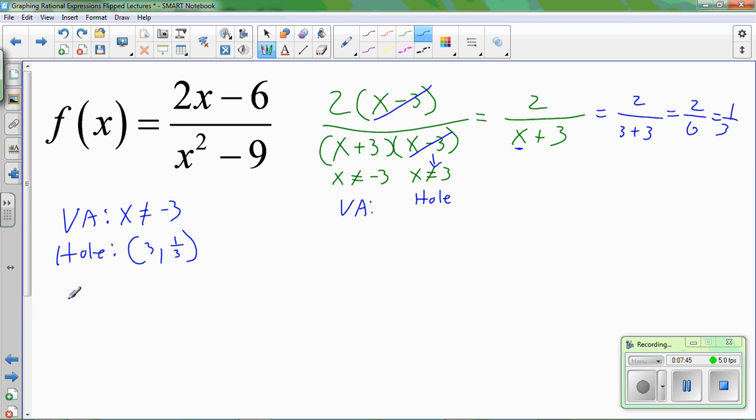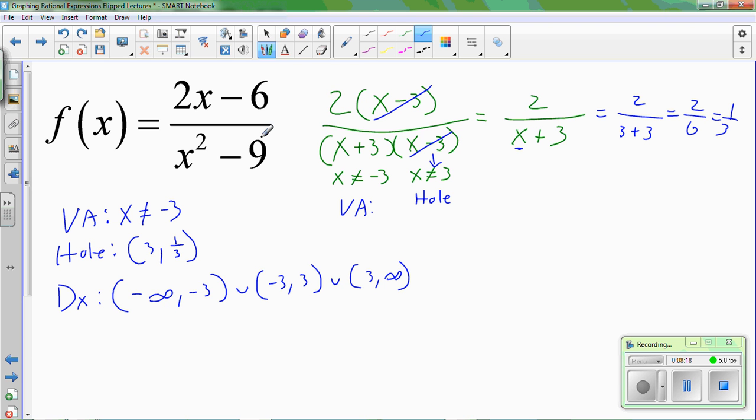And both of those are related to our domain, so now is a good time to state the domain. I have restrictions for my domain at the vertical asymptote and at the hole. So both of those x values are involved. And so I'm going to go from negative infinity to negative 3, all x is everything between that, but it's not negative 3. It's all the numbers between negative 3 and 3, but not negative 3 and 3, just all the numbers between, and all the numbers between 3 and positive infinity.